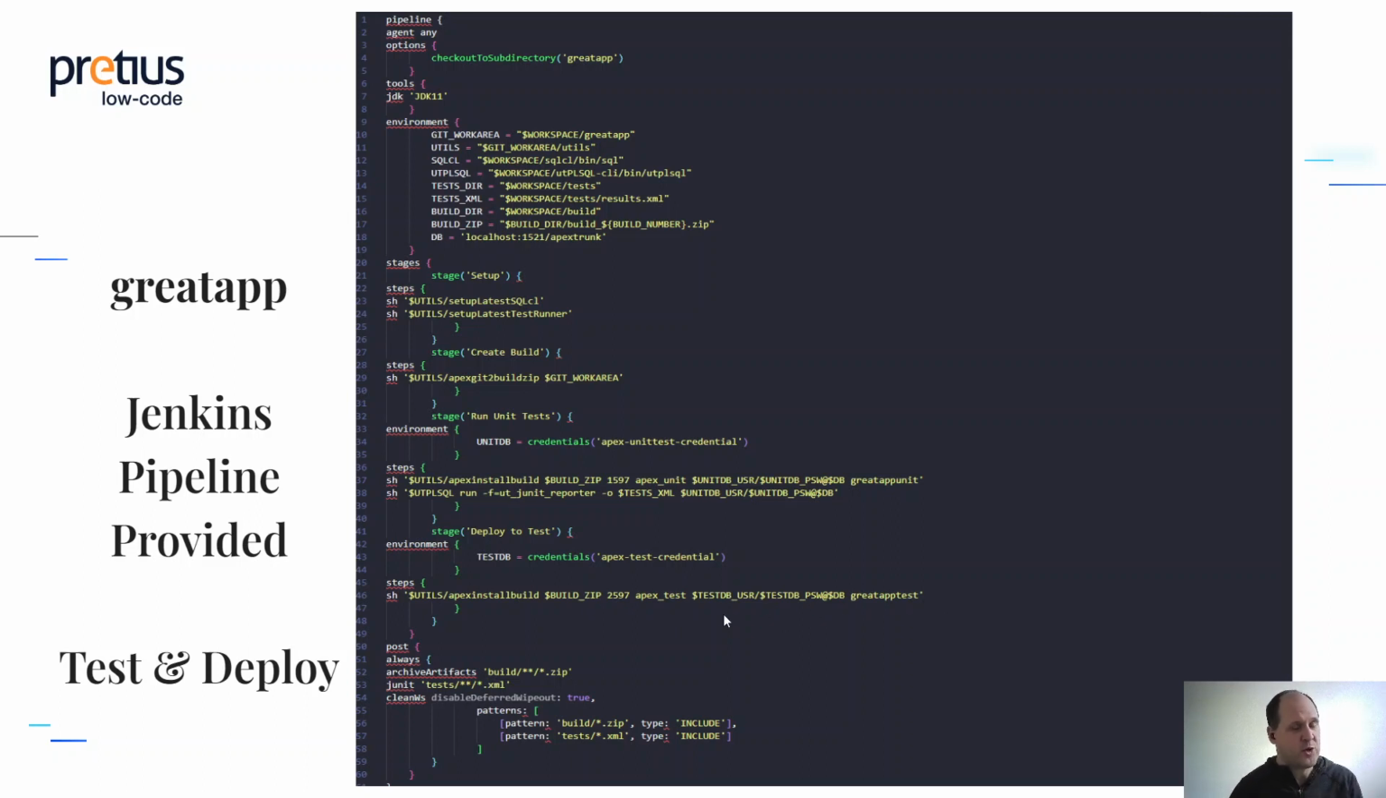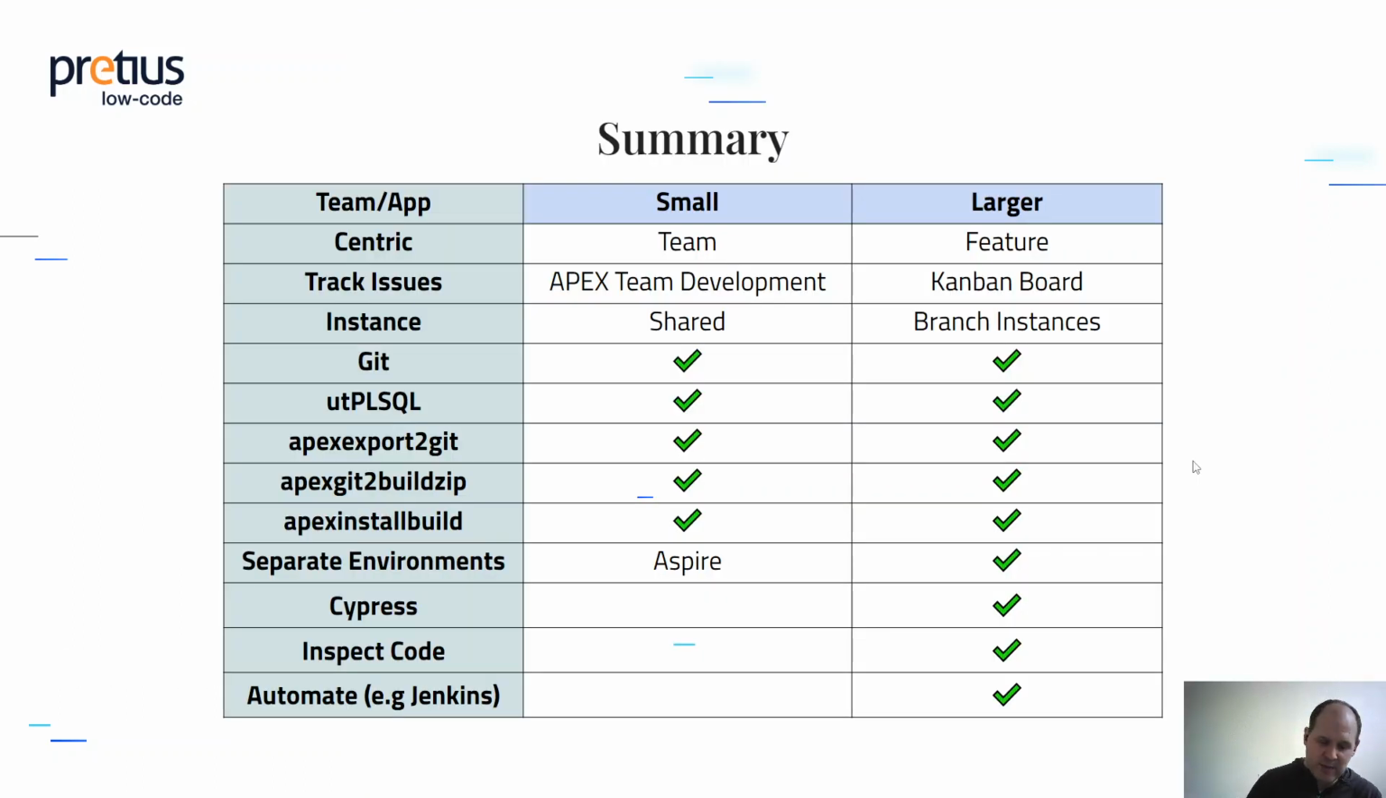So this is triggered by a check-in to the main branch. It creates the build and installs it on a unit test environment. If it works, we're going to install that build onto our test environment, and then testers can get underway in testing.